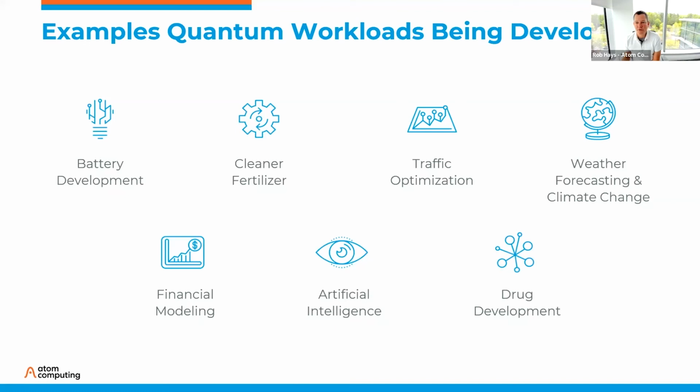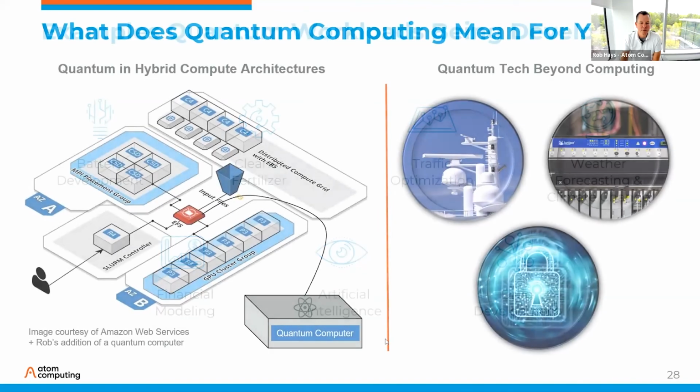Frankly, there's not a lot you can do with 100 qubits today from a commercial perspective. It's really around experimentation, and people are looking for thousands and more qubits to be very, very useful for them once you take into account error correction. But these are some of the early use cases. So battery development, clean fertilizer, traffic optimization, drug development. Artificial intelligence is a really interesting one.